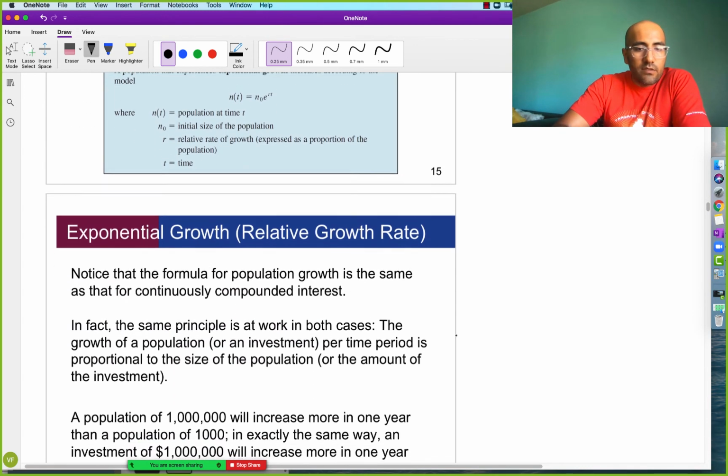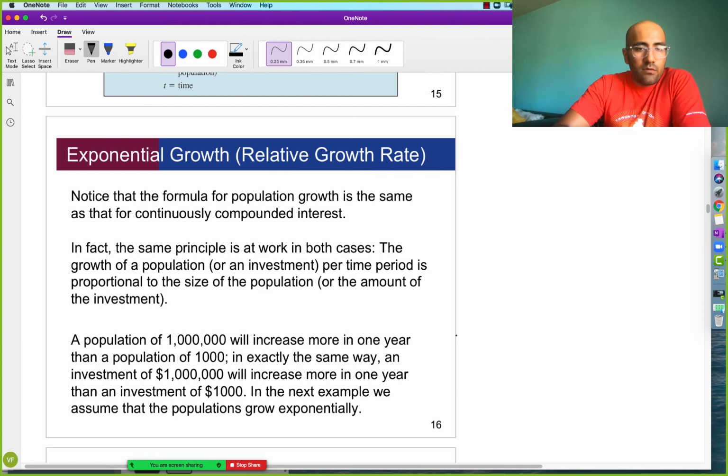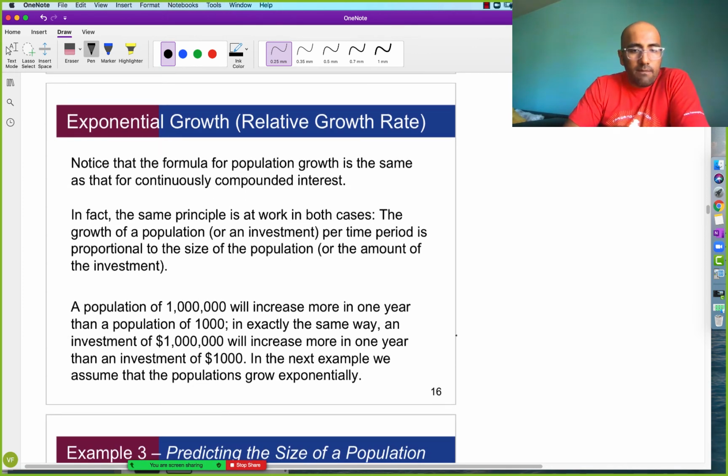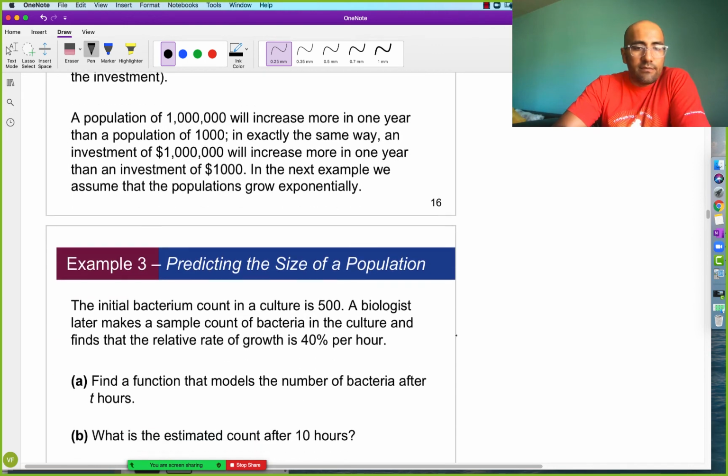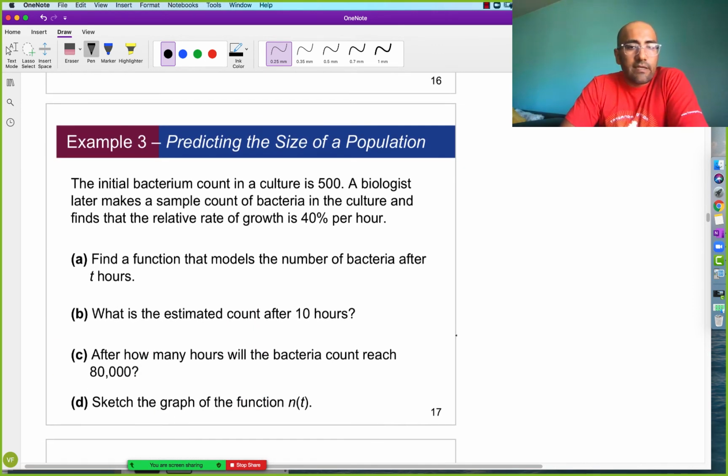Okay, let's look at an example. This is very similar to the continuously compounded formula for interest. The initial bacterial count of a culture is 500. You start with 500. A biologist later makes a sample count of bacteria in the culture and finds that the relative growth is 40% per hour. So it's growing at a rate described here as 40%.